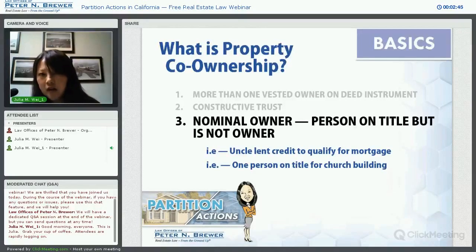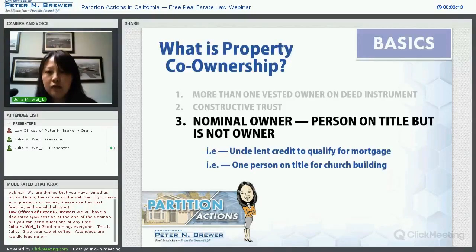Another unusual situation that partition can apply to is when you have an individual who's actually on the deed but doesn't even have a real ownership at all, like a 0% owner. Functionally, somebody else is paying 100% of the mortgage, property taxes, insurance. So in those circumstances, partition can also be a remedy. It's a little unusual, but we have encountered it.